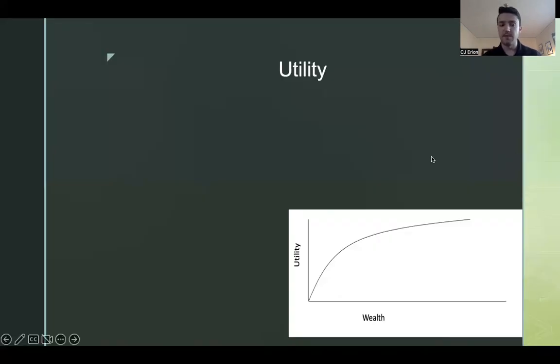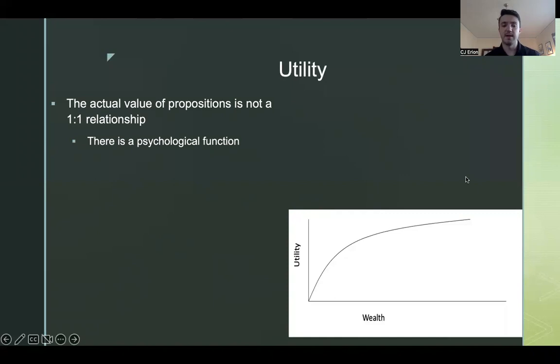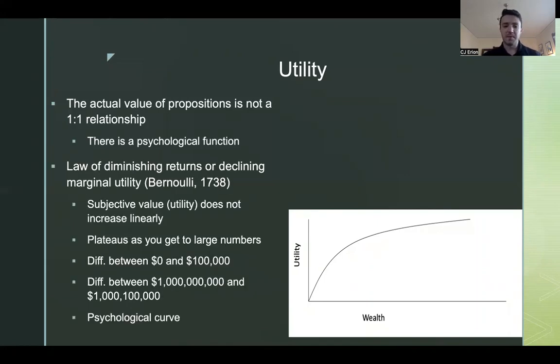So with the focus still being on utility, what we see is that actually there's not a one-to-one relationship for the actual value of propositions. And this is due to psychological functions. And so going back quite a long ways here, we get into the law of diminishing returns, also known as declining marginal utility. And this is covered by the graph here.